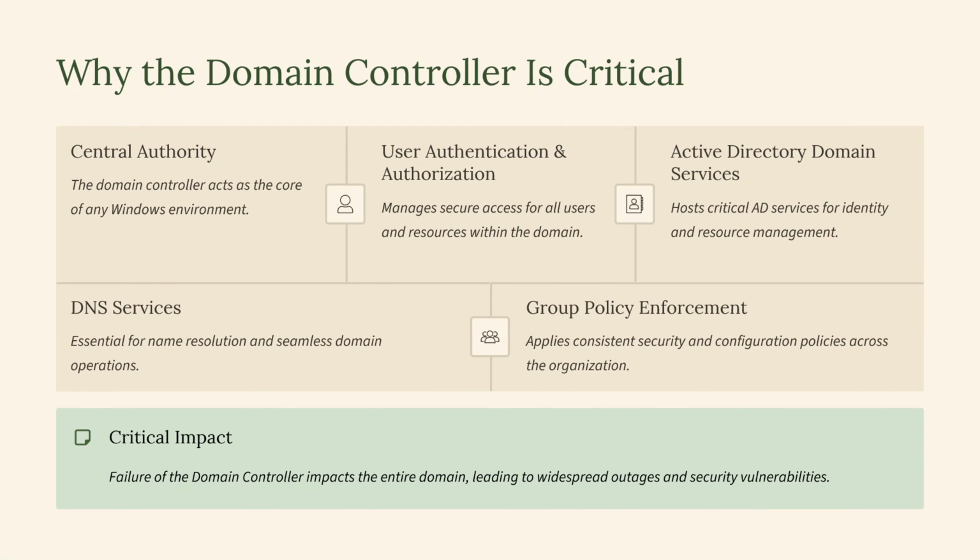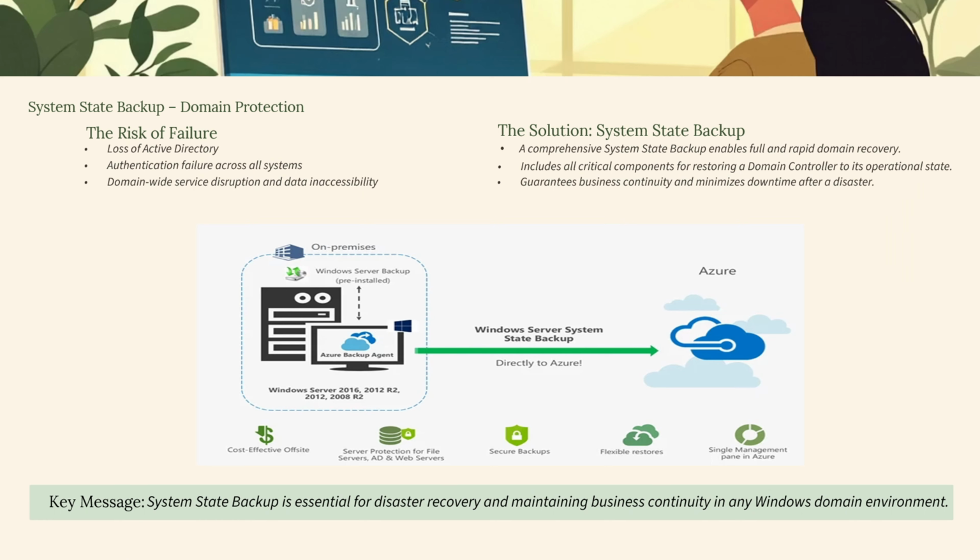The domain controller is the most critical server in any Windows environment. It manages user authentication, Active Directory, DNS, and group policy. If the domain controller fails and there is no backup, the entire domain infrastructure can be lost. To avoid this risk, administrators automate system state backups. A system state backup includes all critical components required to fully restore a domain controller.